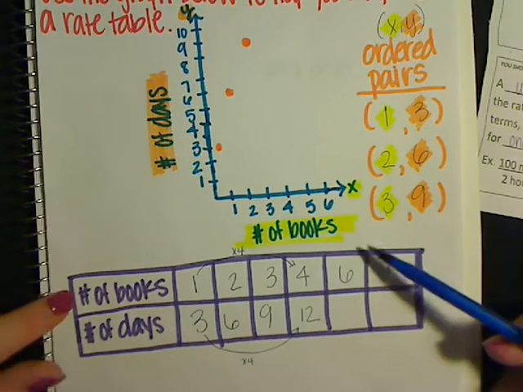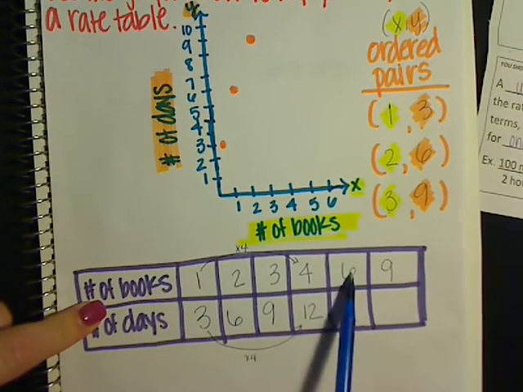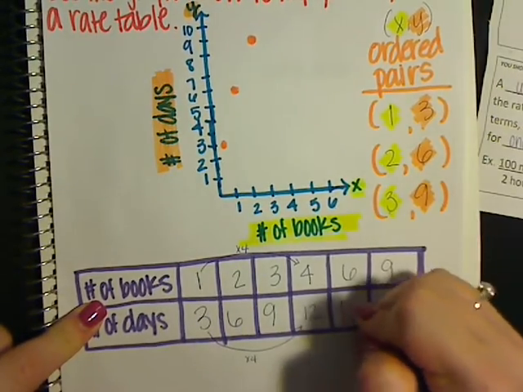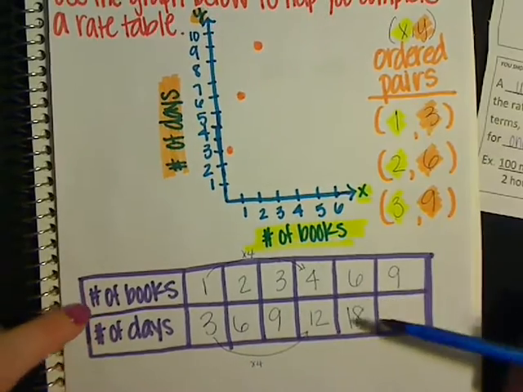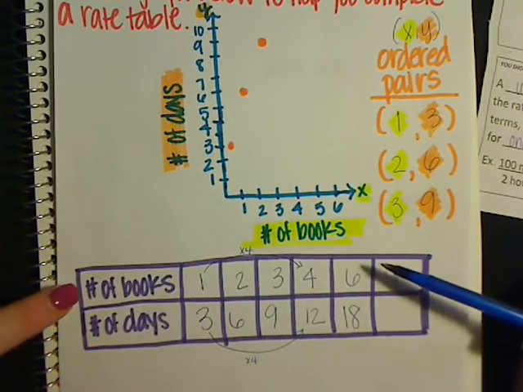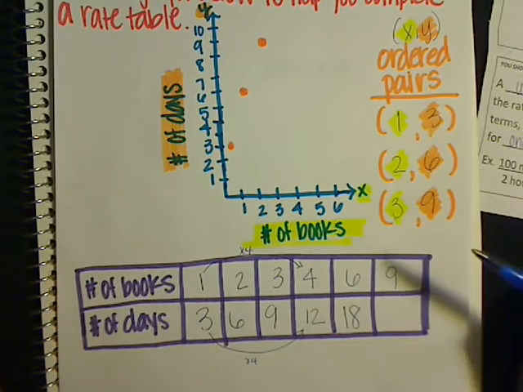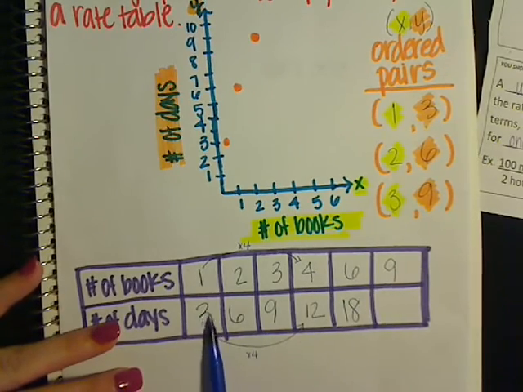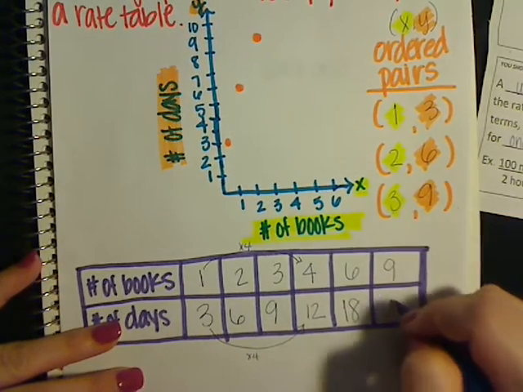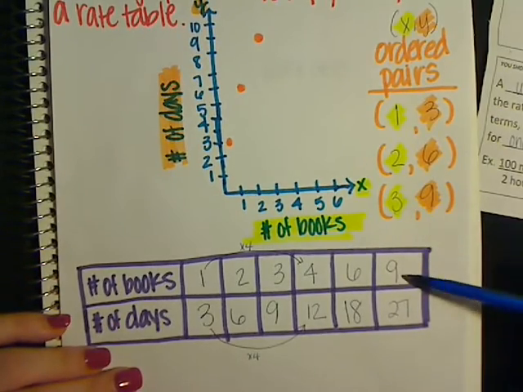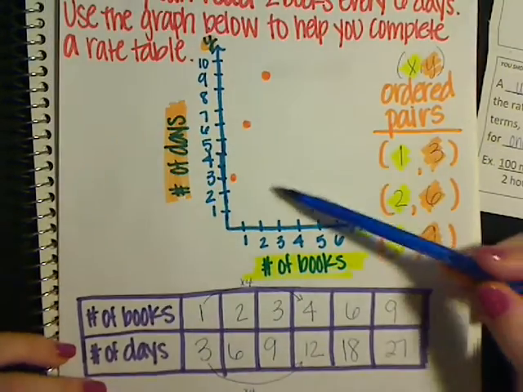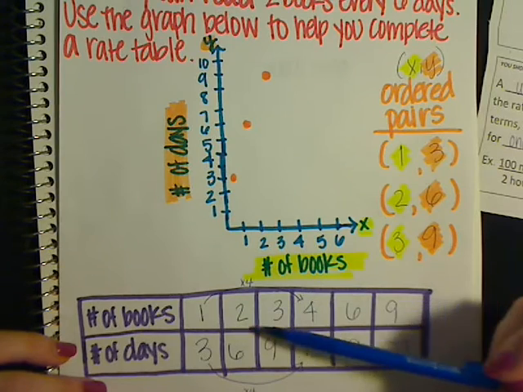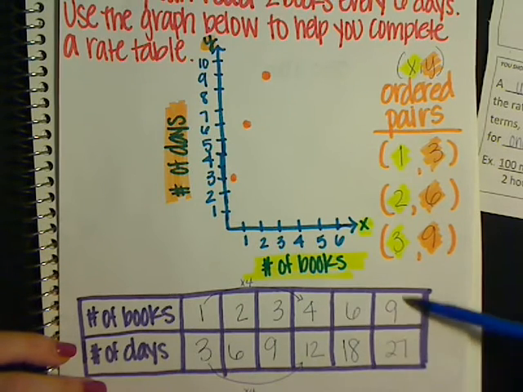All right. What about 6? Well, 1 times 6 is 6. So 3 times 6 would be 18. So in 18 days, Bethany could read 6 books, or either way, Bethany can read 6 books in 18 days. And lastly, 1 times 9 is 9. So 3 times 9 would be 27. So Bethany can read 9 books in 27 days. So I used my ordered pairs. I pulled them out. And then I put them in a rate table, and I used that rate table to help me find my missing values.